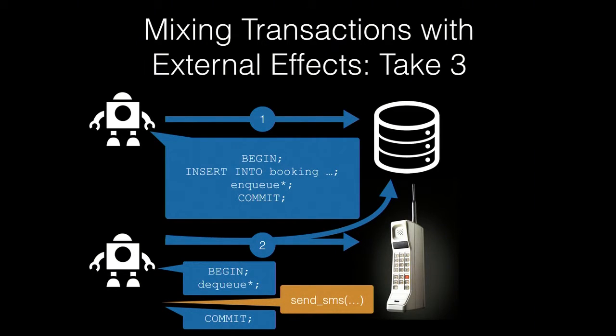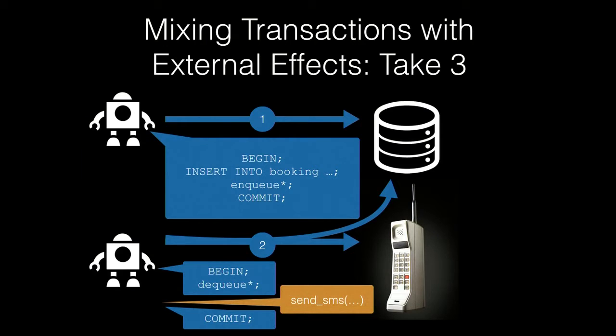Firstly, we begin our transaction, book a seat on a plane, and enqueue something in that transaction. We're essentially logging our intention to inform the customer. And then we commit, and then a separate piece of machinery says, there's a job for me to process in that queue. I'm going to try and dequeue that and send the SMS, and then commit if that succeeds. And you can imagine that there are various failure points in that second step.